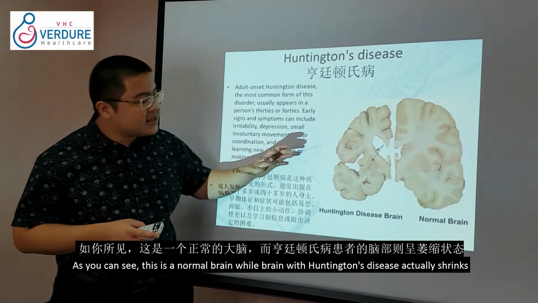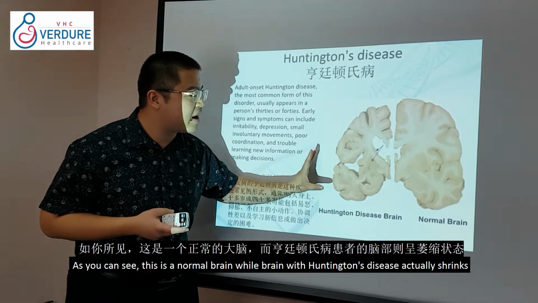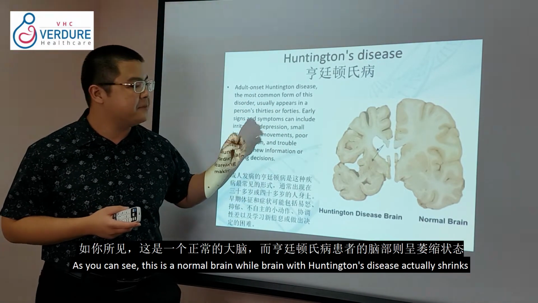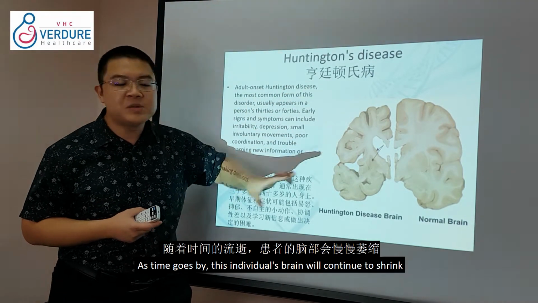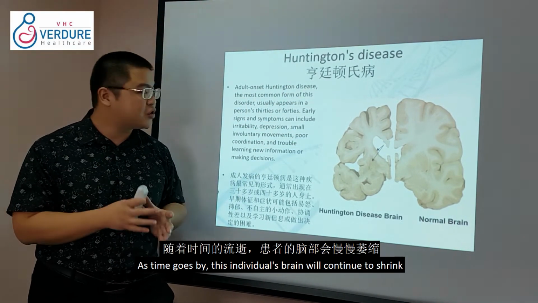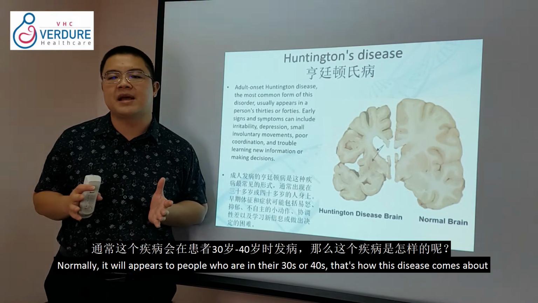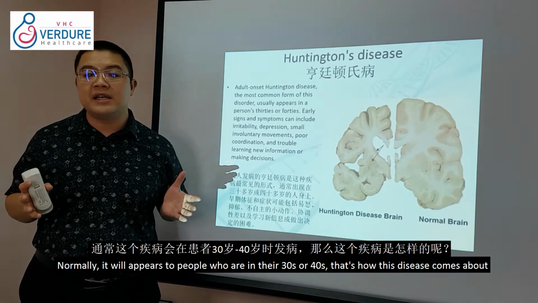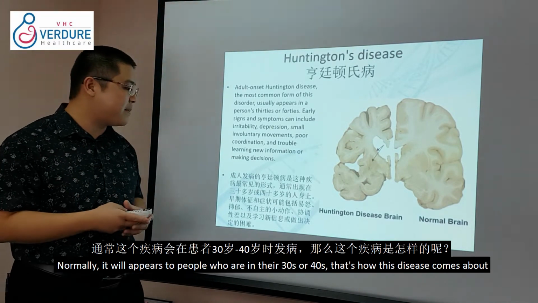As you can see, this is the normal brain, and with Huntington's disease the brain actually shrinks. As time goes by, this individual's brain will shrink. Normally it appears in someone's early 30s to 40s, so that's how this disease comes about.